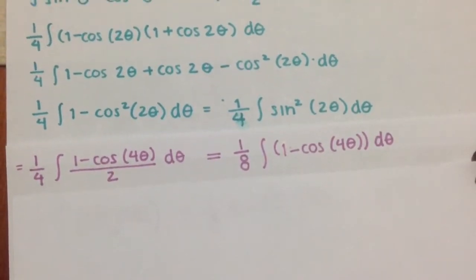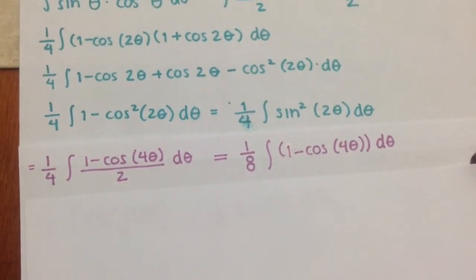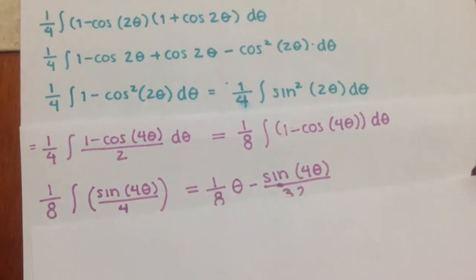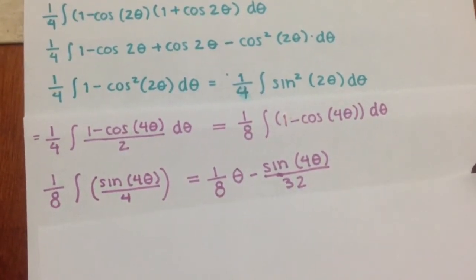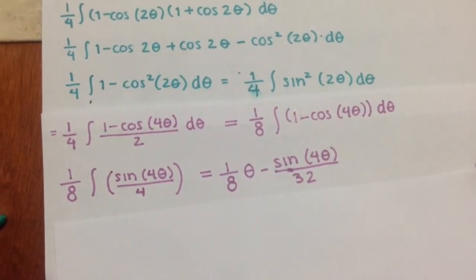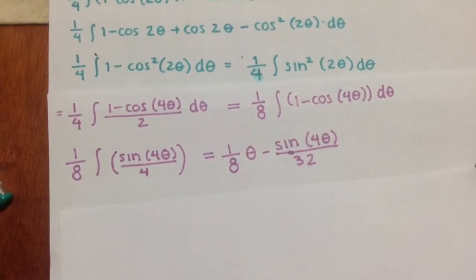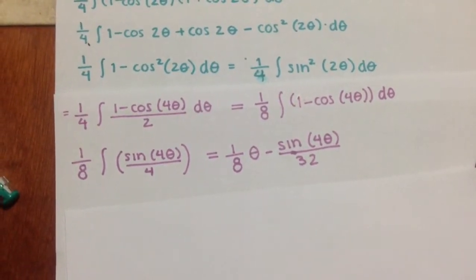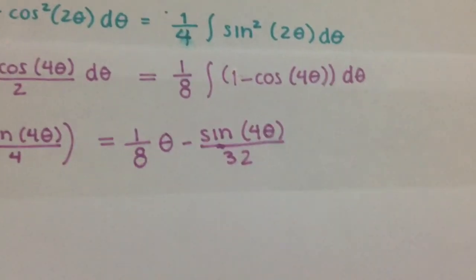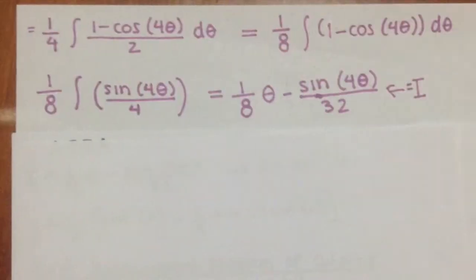Then it is 1/4 of the integral of 1 minus cosine of 4 angle over 2 times d of the angle. That is equal to 1/8 of the integral of 1 minus cosine of 4 angle times d of the angle. That is 1/8 of the angle minus sine of 4 angle over 4, which is equal to 1/8 of the angle minus sine of 4 angle over 32. That is the result of our integral.